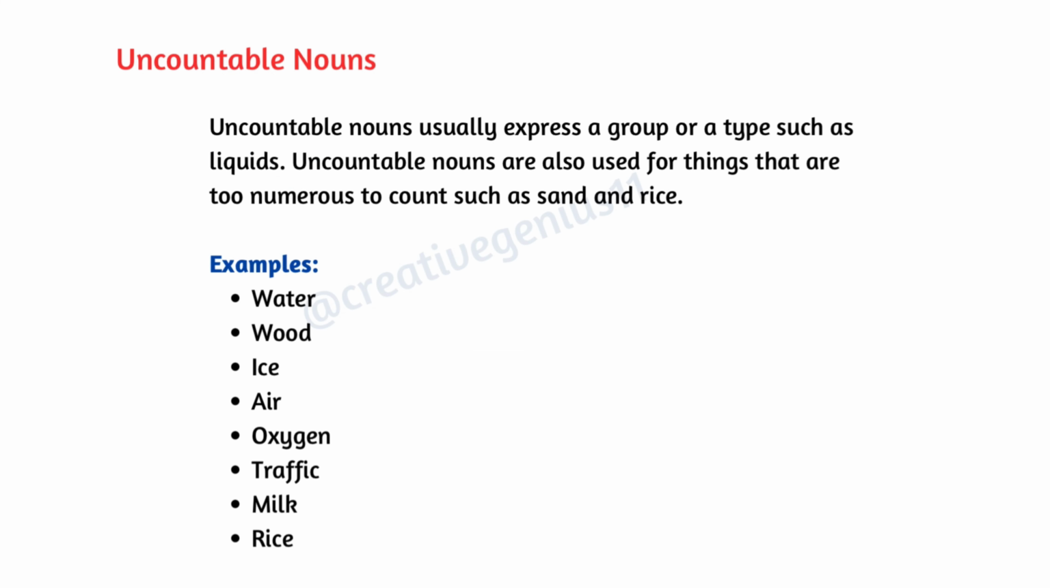Uncountable nouns. Uncountable nouns usually express a group or a type such as liquids. Uncountable nouns are also used for things that are too numerous to count, such as sand and rice. Some examples are water, wood, ice, air; oxygen, traffic, milk, rice.